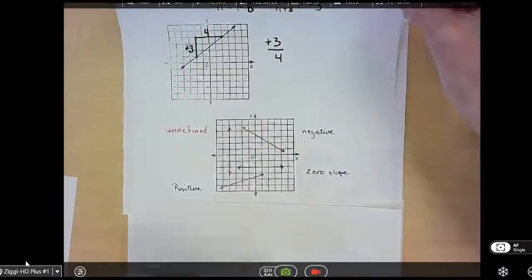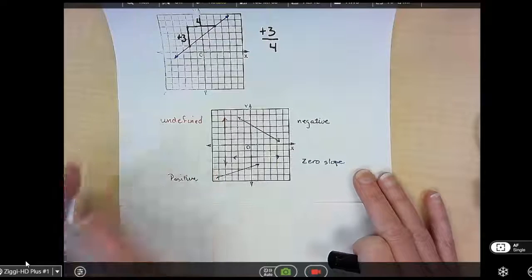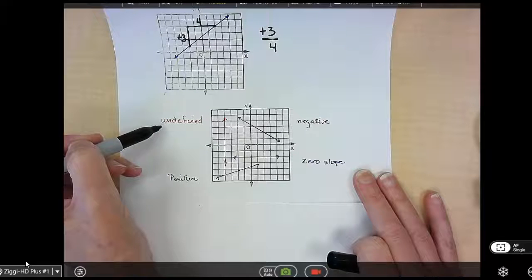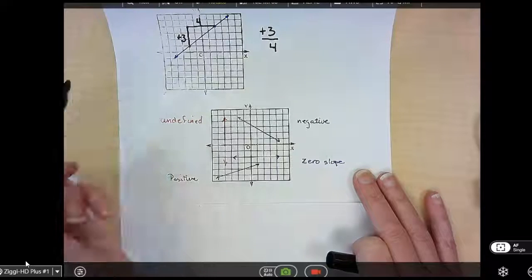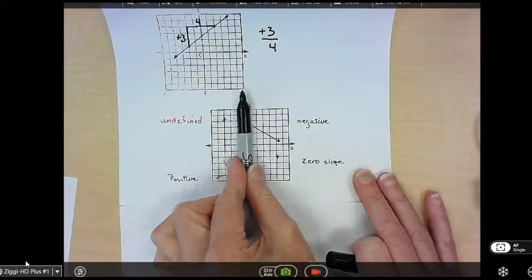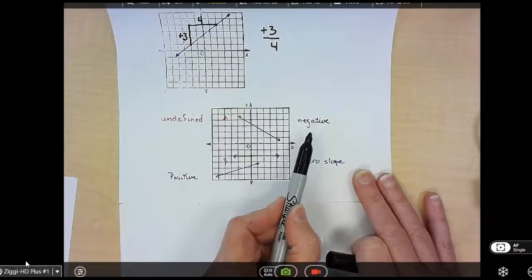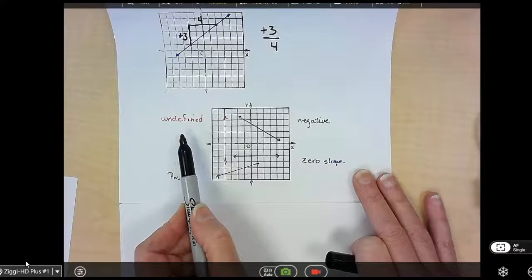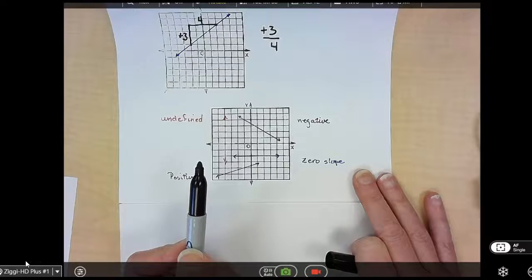Just to remind you, if you are a vertical line, it is an undefined slope, because you can't divide by 0. Your x's stay the same, so they would be 0, so it's undefined. When you travel from left to right, if it's going down, it's a negative slope. I'm hoping these colors are turning out. So this one's bright red, and this one's blue. The other two are black. I can't tell it on my screen.